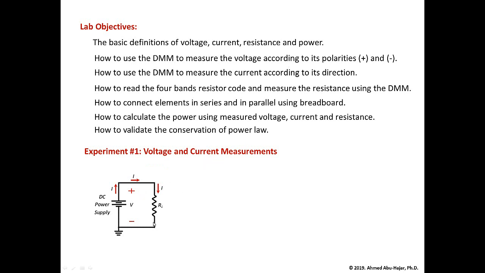The resistance is basically the tendency to resist the current to flow. So if there is current flowing through this resistor, there will be a voltage across it, because it will experience that resistance by converting that electric energy into heat.